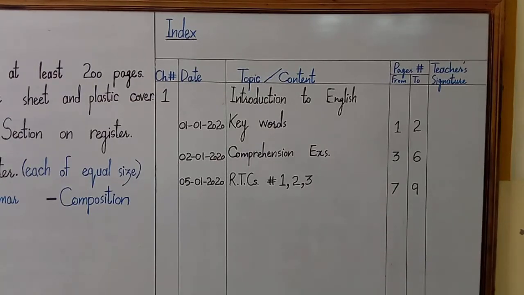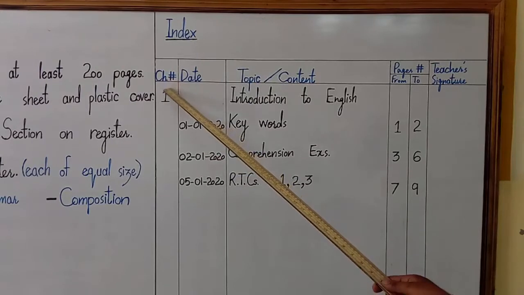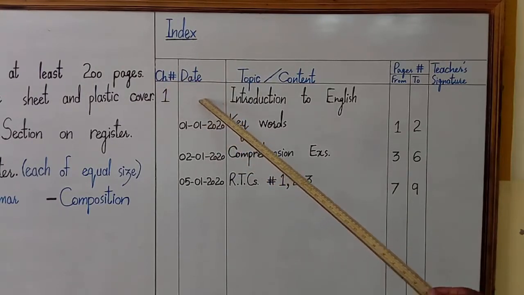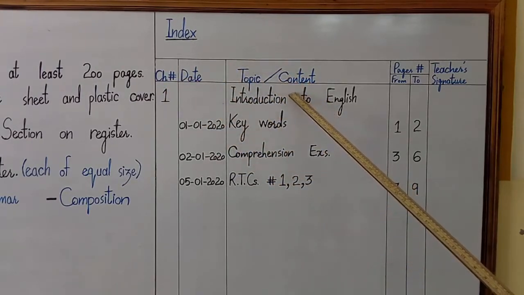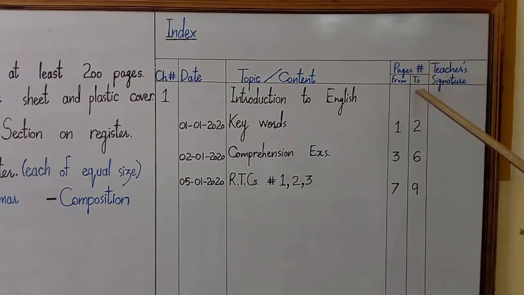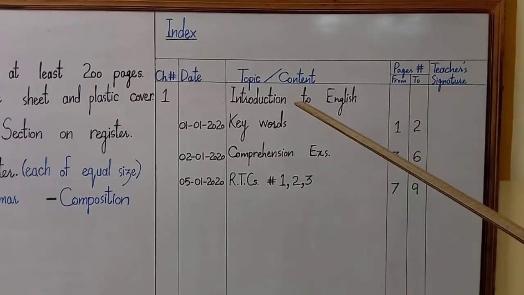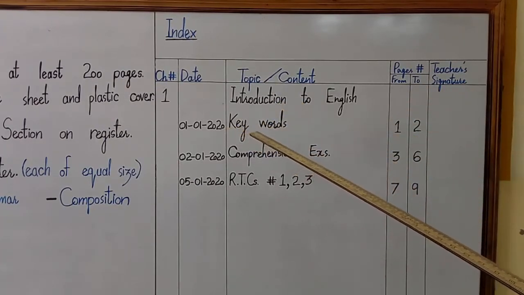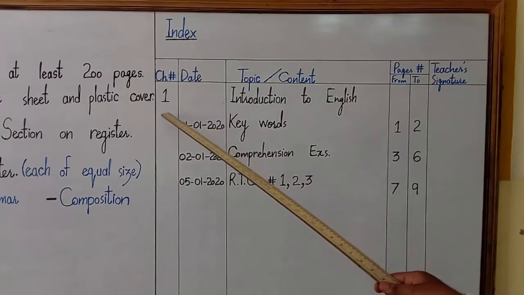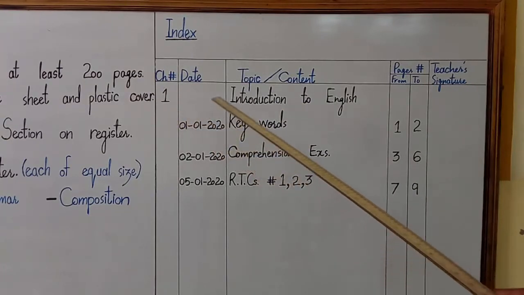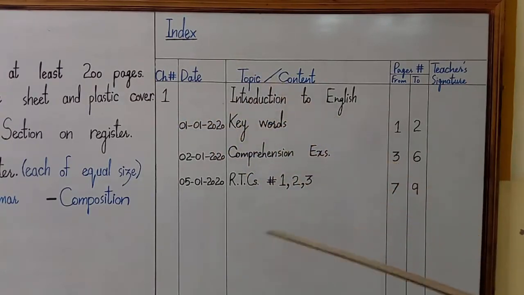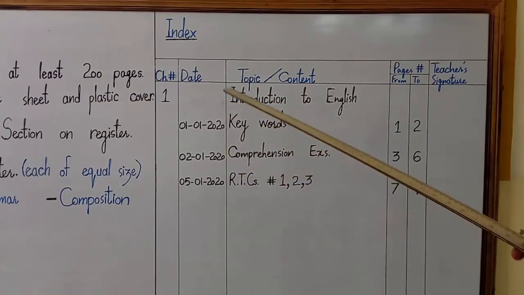How do you have to do it? The first column is chapter number, the second column is for dates, the third column for topic or content, the fourth column for page numbers from and to, and the last column is for teacher's signature. To fill up that index, you will write down the chapter number here and the name of the chapter here. I have exemplified it over here.